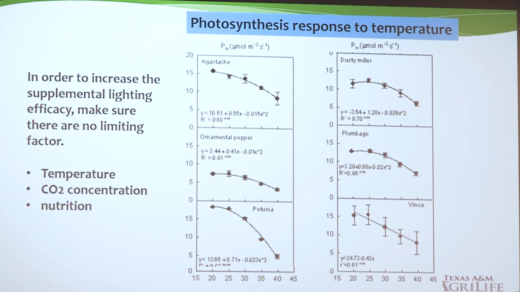And as an example, this is from our research, on different ornamental plants, when we measured photosynthesis in response to different temperatures, and 20 degrees Celsius means 68 degrees Fahrenheit. So you see for most plants, the optimal range is 20 to 25 Celsius. So if you have high temperature, this is at suboptimal levels.